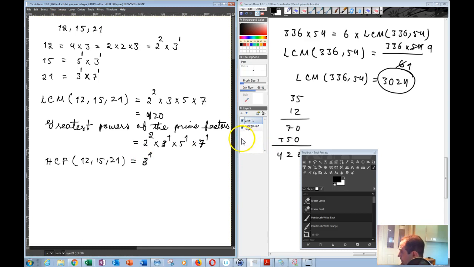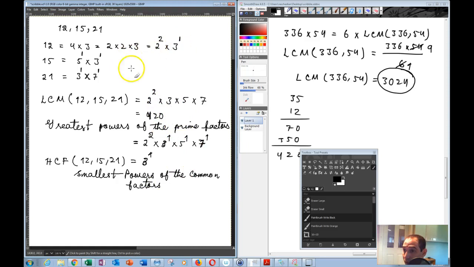And over here about the HCF, we said that it is the smallest powers of the common factors. So the common factors here are 3 and 3 and 3. Except for 3, you don't have any common factors here. And here you have 3 raised to the power 1, 3 raised to the power 1, 3 raised to the power 1. So there is no smallest or greatest. They're all equal. So you just write 3 raised to the power 1, and that's basically your HCF.